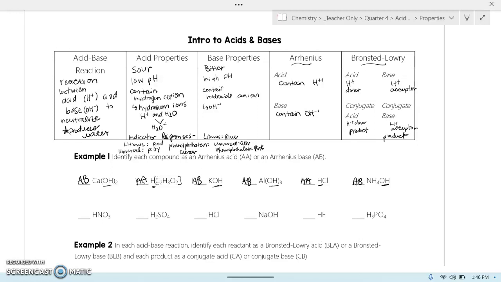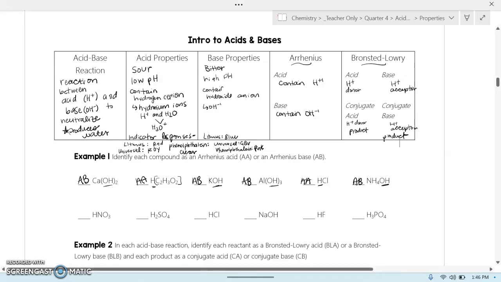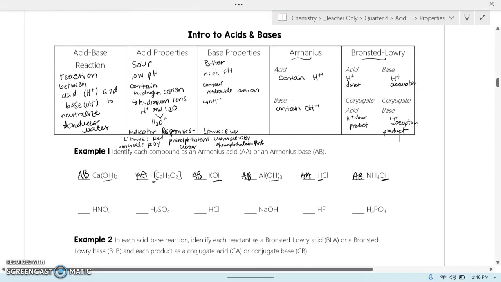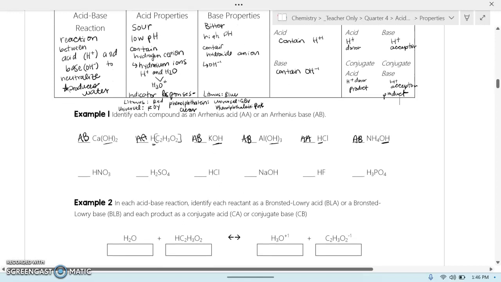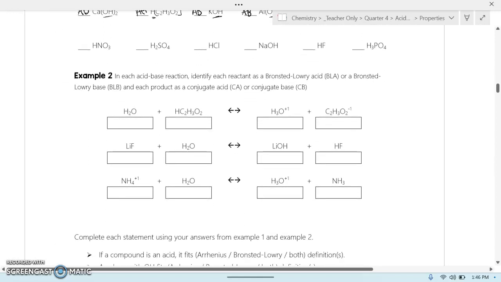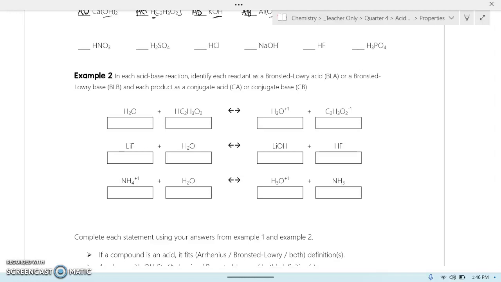So let's try our hand at these because it's a little bit, like I said, broader. It's not as straightforward of a rule. So we have to think about where the hydrogen is moving in order to determine acid or base. And we will have a full reaction in order to figure out where the hydrogen is moving. So in each acid-base reaction, identify each reactant as a Bronsted-Lowry acid or Bronsted-Lowry base, and then each product as a conjugate acid or conjugate base.